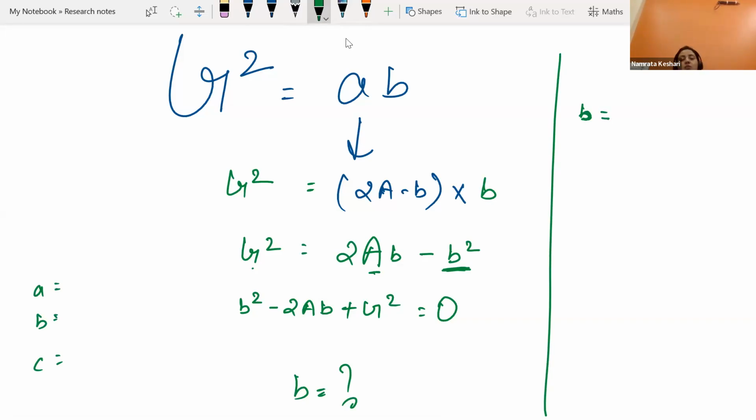In this quadratic equation, what is a, what is b and what is c? This b square is the variable. Look carefully, this b square is the variable here. Just like in our quadratic equation we have x square, here in place of a, it is 1. a is 1, b is minus 2a, yes, and c is g square, right? Yes, ma'am.